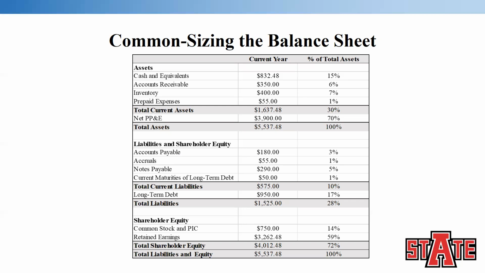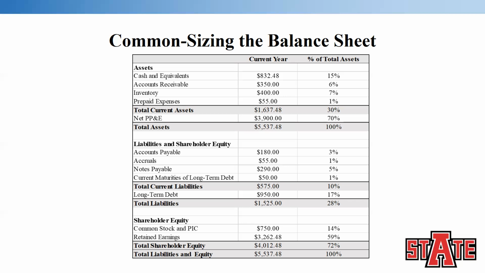Common sizing involves scaling everything on a financial statement by the same variable in that year so that you get a common basis. For the balance sheet, the scalar for common sizing is assets. You want to take total assets and divide everything on the balance sheet by total assets in that year. That's why we have a new column here on this sample balance sheet, called percentage of total assets. All I've done is divided every item in that current year column by total assets of $5,537.48. That's why you see 100% for total assets.